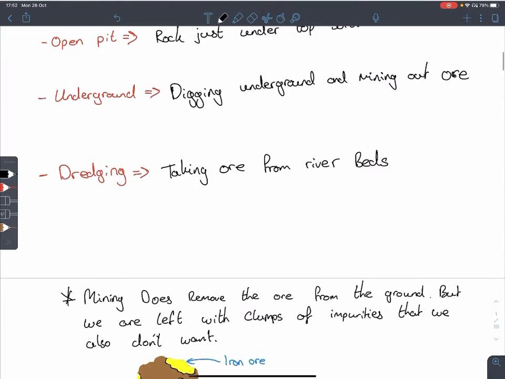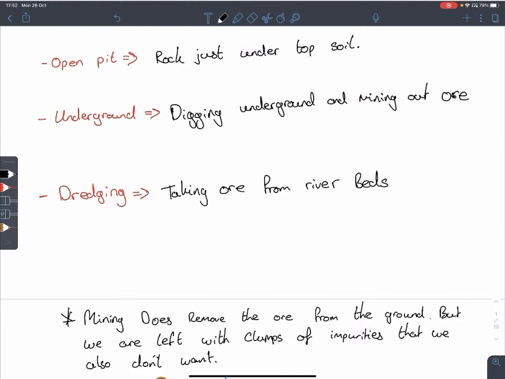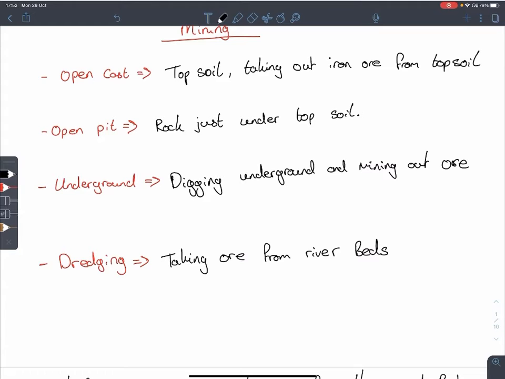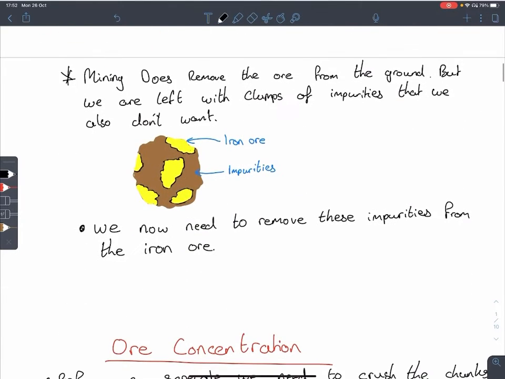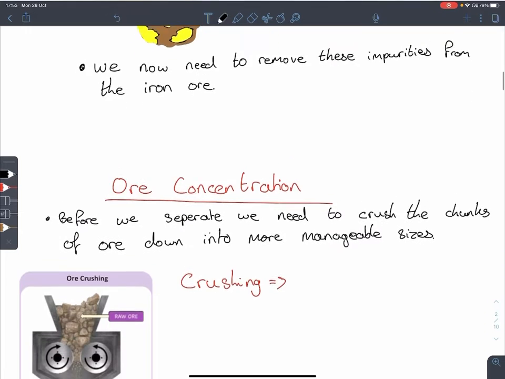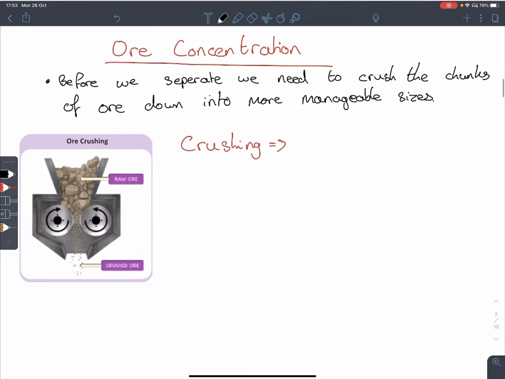Okay, so when we have the iron ore taken out of this, so when we're mining, we're looking for iron ore. When we have it taken out, it does remove the ore from the ground, sorry, but we are left with clumps of impurities that we also don't want. So from here, as you can see in my diagram, we have the iron ore mixed in with impurities. We need to now remove these impurities from the iron ore. So we do that in the next step, which is ore concentration.